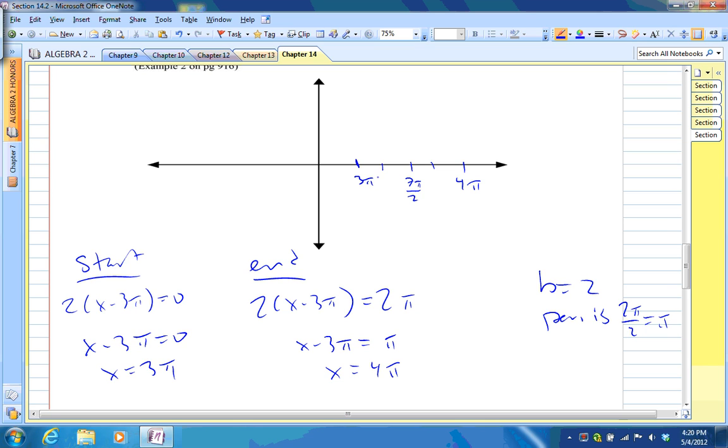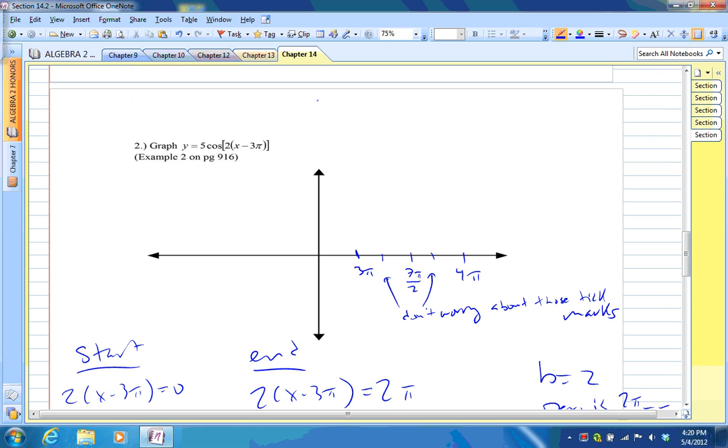This one's going to be a little tricky to figure out. In this case here, don't worry about those tick marks, simply because that's just a little bit too much to think about and too much arithmetic you have to do. Okay.